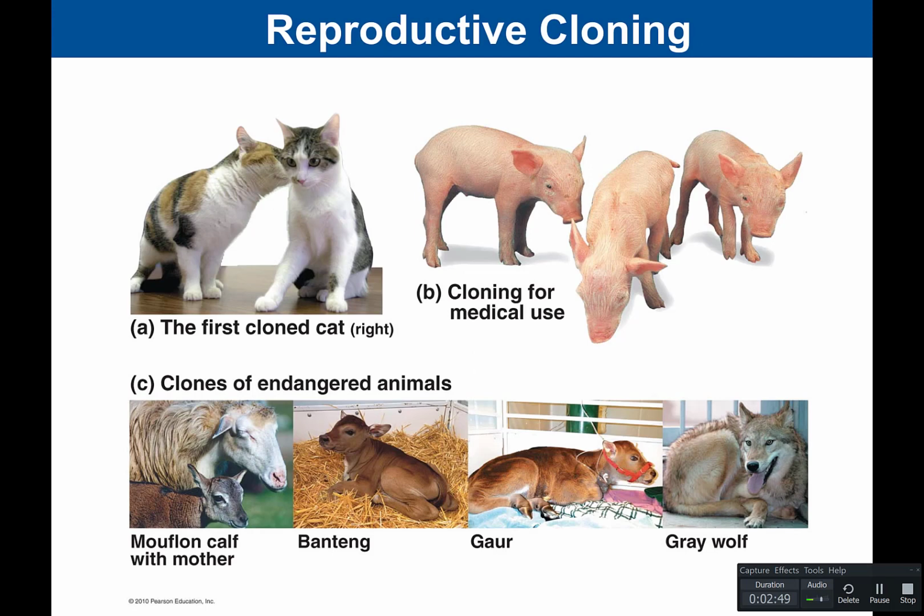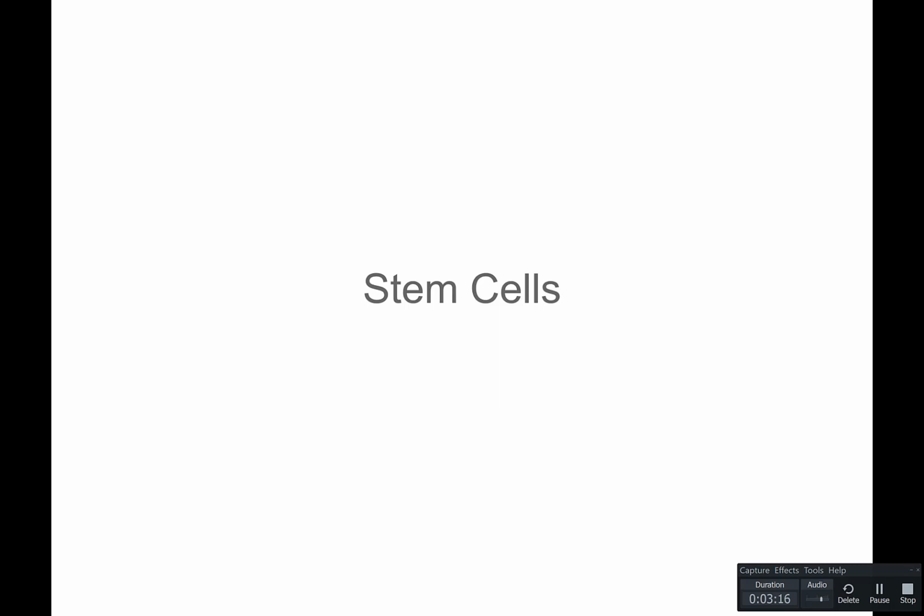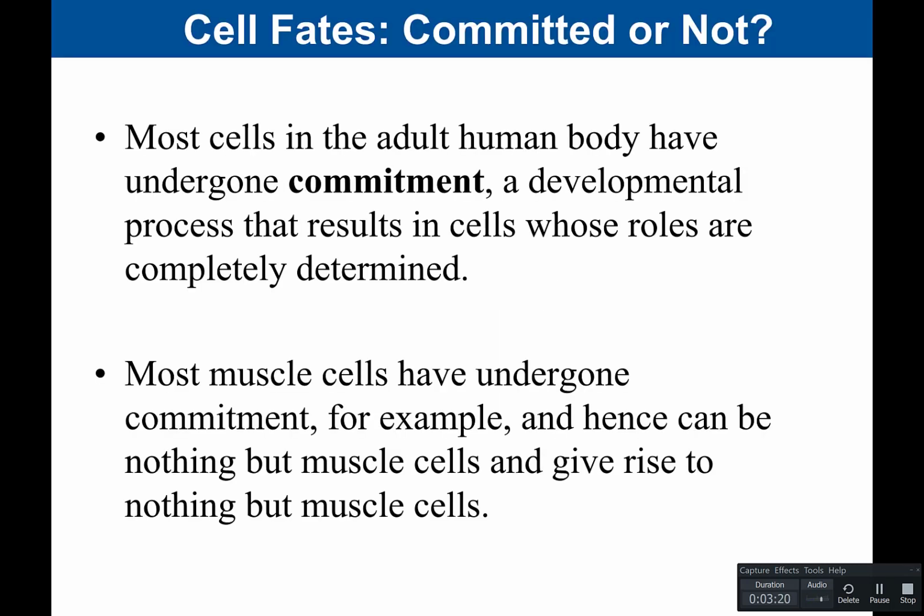So here are some other examples of reproductive clones. So again, we have CC the cat. We have cloned animals that are used for medical use to produce some sort of protein, for example. We have clones of endangered animals to try and keep a particular endangered species going. And so these are just some examples of organisms that are produced by reproductive cloning. And so now we're going to move on and talk about stem cells.